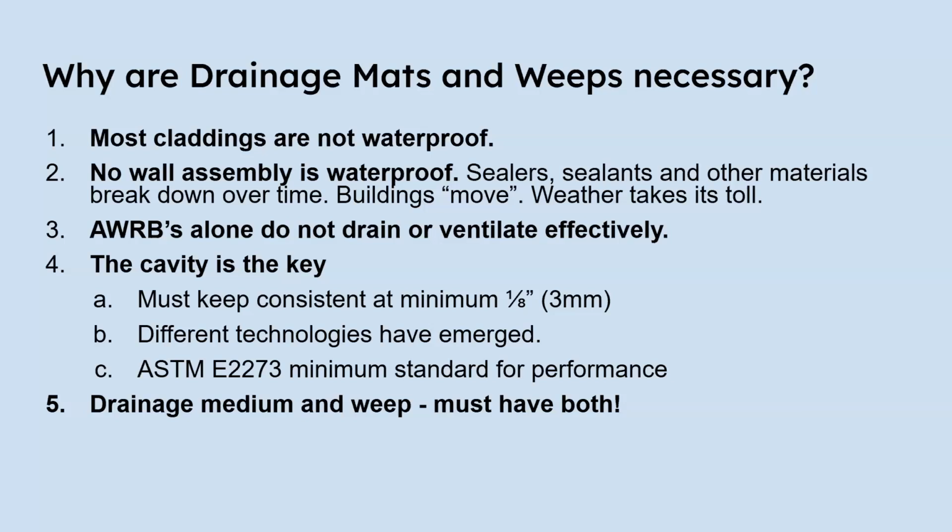Air and weather barriers alone, while preventing moisture from coming in contact with the substrate, don't provide drainage or ventilation effectively. And the reason really is because an air and weather barrier has the inability to keep a consistent 1/8 inch gap between its surface and the backside of the cladding. So the cavity is the key element in draining and ventilating effectively an exterior wall assembly.